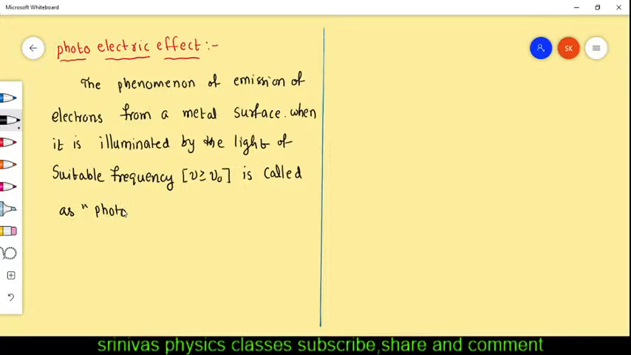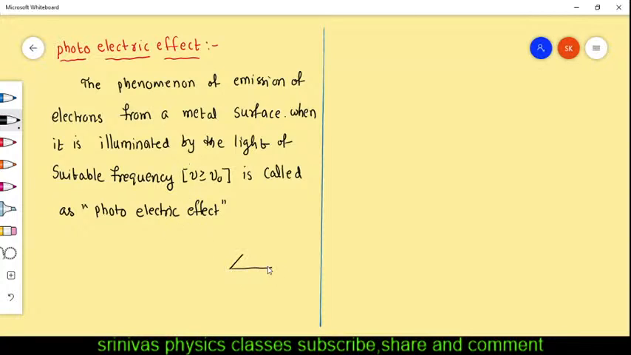I will give the explanation of the definition. It is very simple to understand. What is the definition? The phenomenon of emission of electrons from a metal surface, when it is illuminated by light. That means if the metal is exposed to light, and the light falls on the metal surface, then electrons are emitted from the metal surface. That phenomenon is called the photoelectric effect.